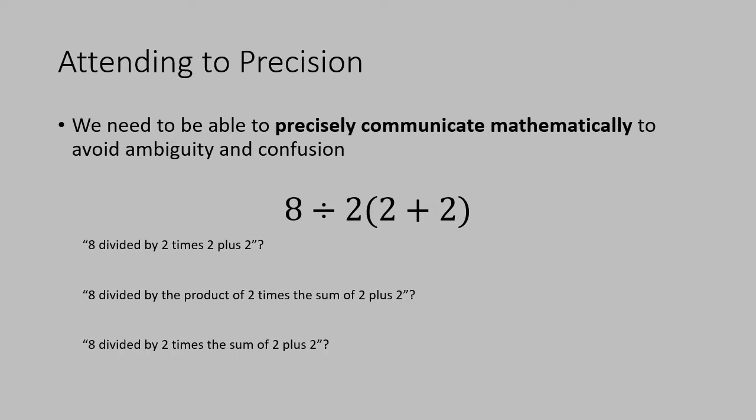Of course, we just have certain words for certain things, and as long as we use those words, everything will be fine. Well, that's actually not necessarily the case, because the order in which we use those words can have a big impact on how we interpret them. There's a problem here, this expression: 8 divided by 2 times the sum of 2 plus 2. And maybe that's one way you would read that.